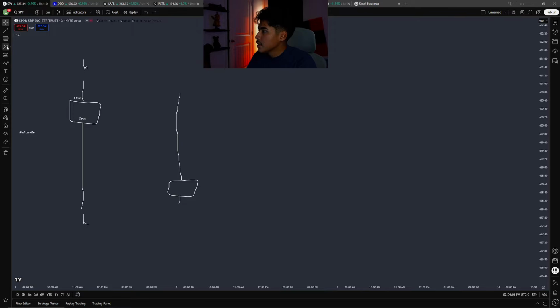And then this is the last important candle that you're going to have to learn, a doji.